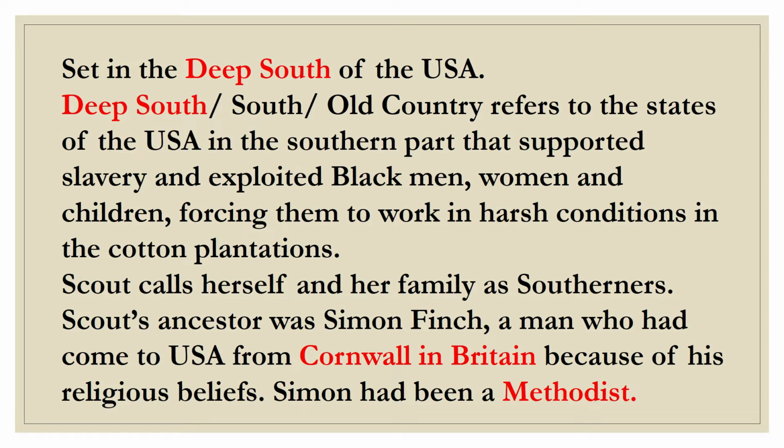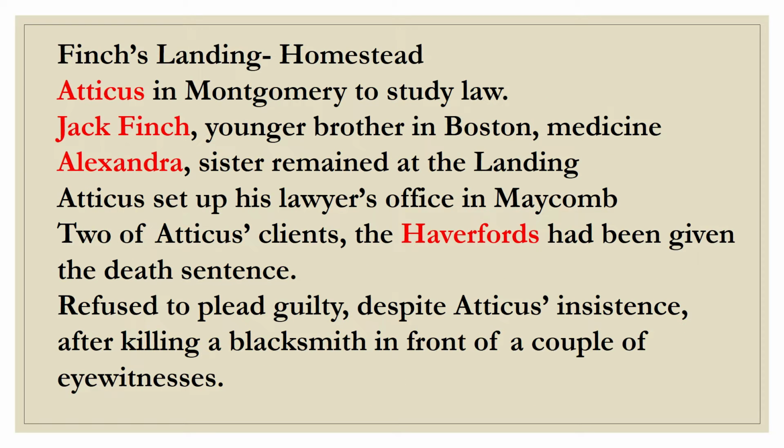So he bought some land, he also bought 3 slaves, and he set up Finch's Landing. It was a homestead which consisted of a couple of houses and some land, and he gave it the name Finch's Landing. Simon Finch's successors were Atticus, Jack Finch, and Alexandra.